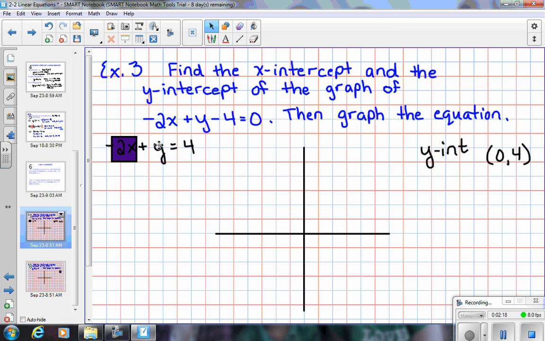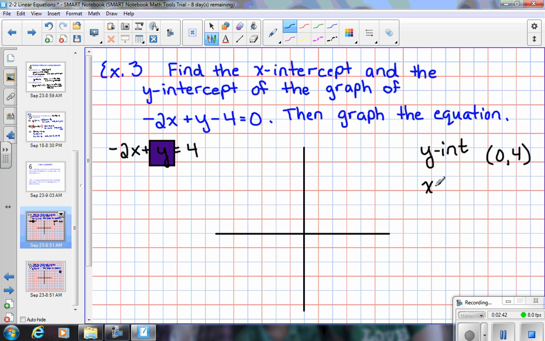Now we want to find the x-intercept. So we're going to let y equal 0 and solve for x. When we let y equal 0, we get negative 2x equals 4, and if you divide by negative 2, which you could really do in your head, you get x equals negative 2. So the x-intercept is (-2, 0). We let y equal 0, and we solved for x and got negative 2.